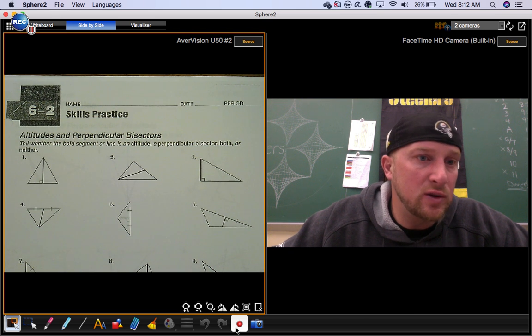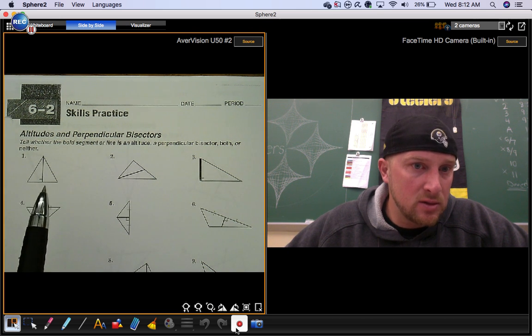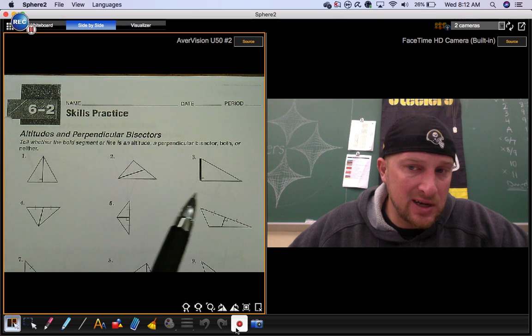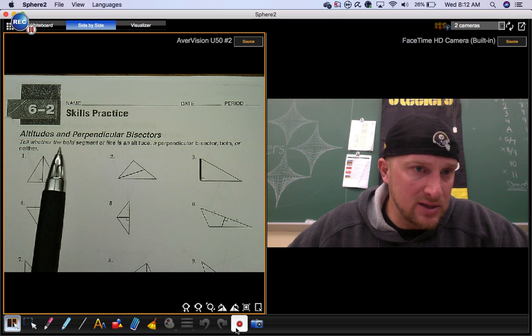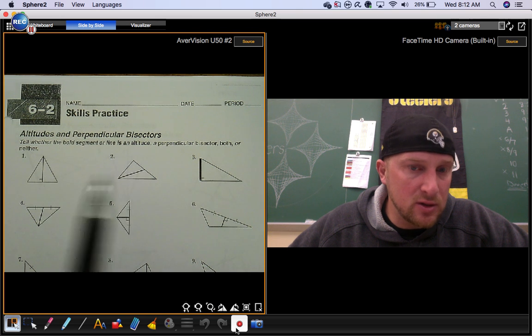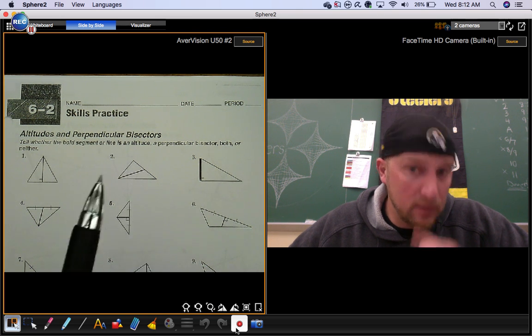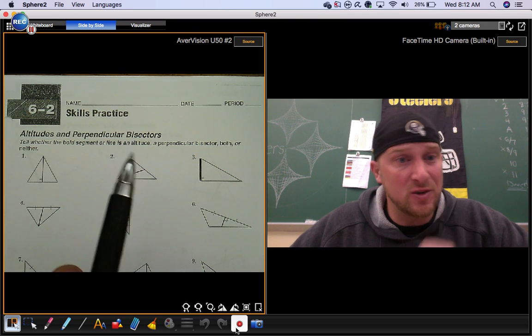Section 6.2. This is altitudes and perpendicular bisectors. Now we're going to handle this section just like we did in our lesson. If it's an altitude or a perpendicular bisector, you can say that, but if it's also a median, you should say that as well. And if it's all three, then you should say that too.